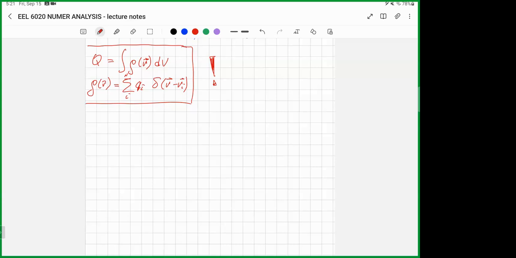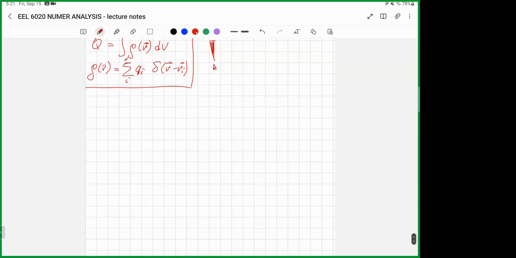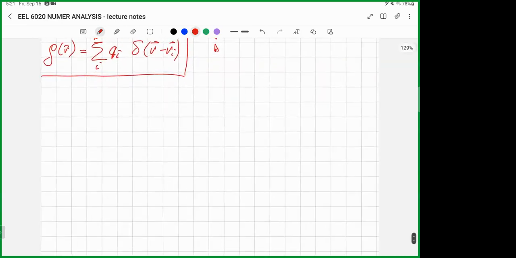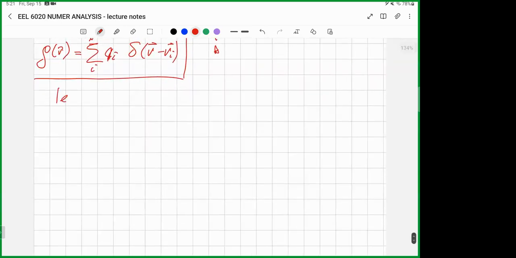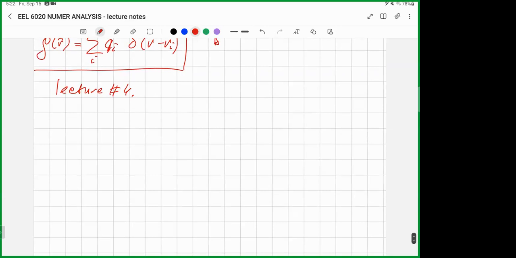Alright, so today is lecture number four. Let's start a new chapter, chapter number two. The math basics was chapter one, so this is chapter two: Maxwell equations.